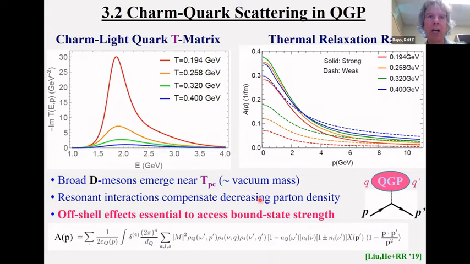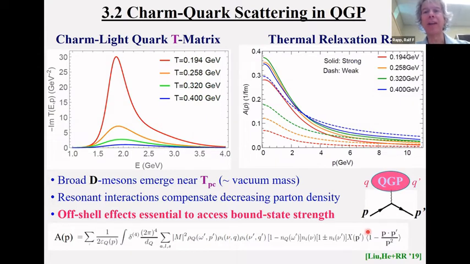Now, again, where are the off-shell effects important? Of course, they are manifest in the scattering rate, but there's another point where they are really critical, and that is in accessing that resonance strength, because this resonance is pretty close to, or maybe even below, the nominal heavy-light threshold. So if you wish to access the scattering strength, you actually have to do an off-shell integration in your transport coefficient. And that is shown here.